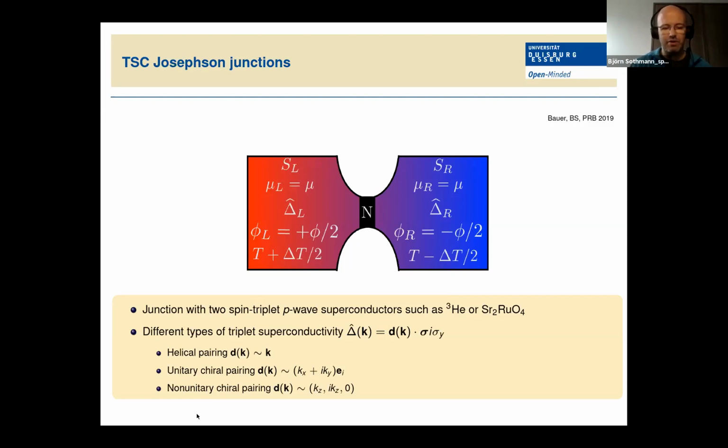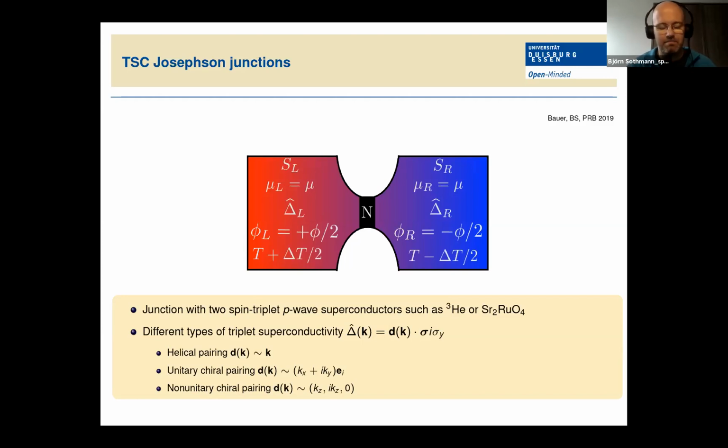And finally, the third type of pairing that we want to consider is non-unitary chiral pairing that can be realized by a D vector of this form over here. And this is sort of the most exotic thing you can come up with because in the non-unitary chiral case, you actually have a situation where just one of the 2 spin species is coupled while the other is uncoupled or unpaired.